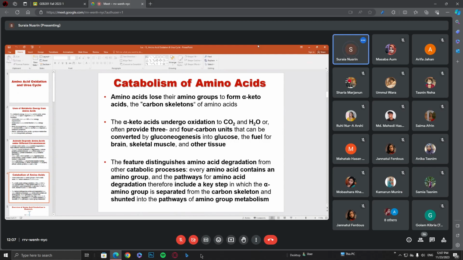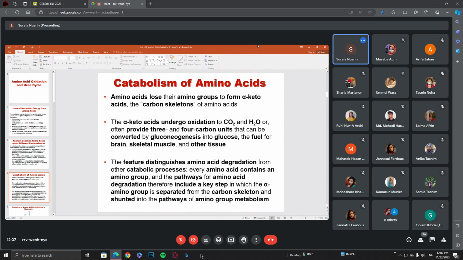gluconeogenesis. Okay, so you already know gluconeogenesis is a very important pathway, specifically when glucose is not available, or in a condition when we are starving or fasting. So then the glucose is transported, and gluconeogenesis occurs in the liver. If you remember, glucose will be transported to other organs of our body, such as brain and skeletal muscle.